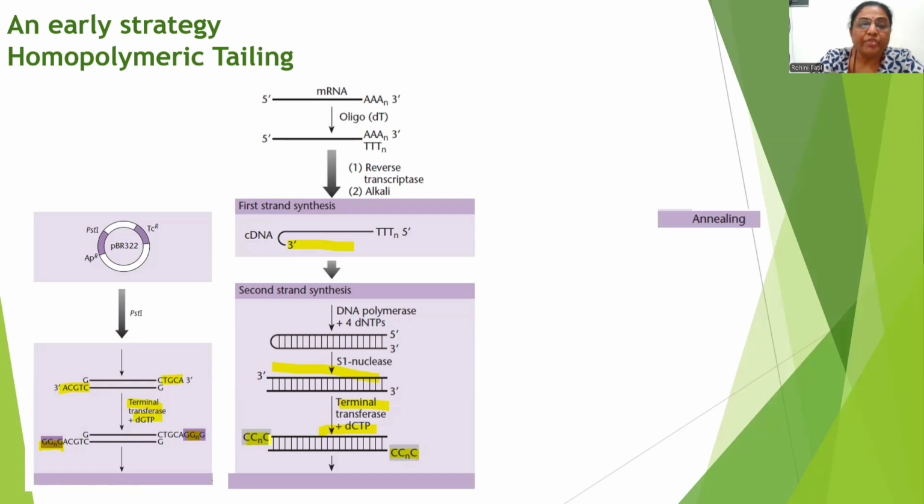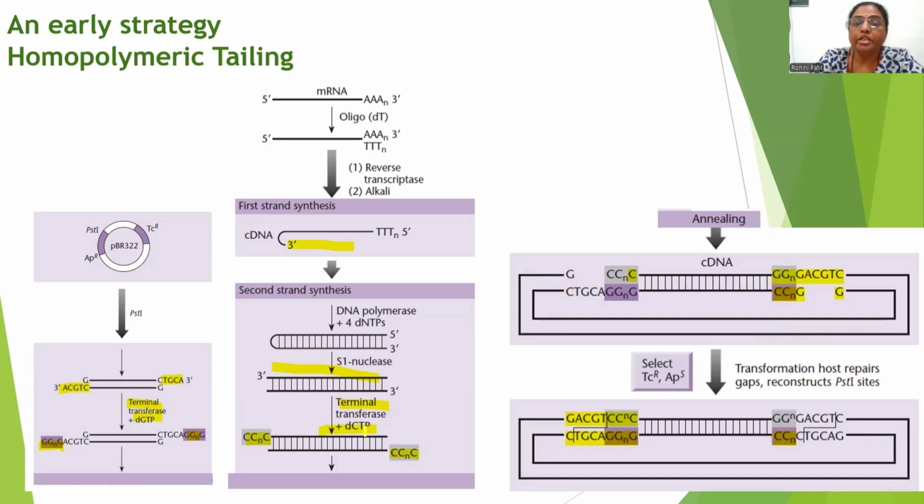Now here, these two can anneal when they are placed together, as G is complementary base pairing with C. Here there is an annealing between the cDNA and the vector, and such a vector is transformed into the bacterial cell, into the E. coli cell, and in the E. coli cell itself there is host repair, and this gap is going to be filled up. In this way, there is a cloning, and this cloning is called directional cloning, because you are giving the direction to the cDNA where to get inserted.